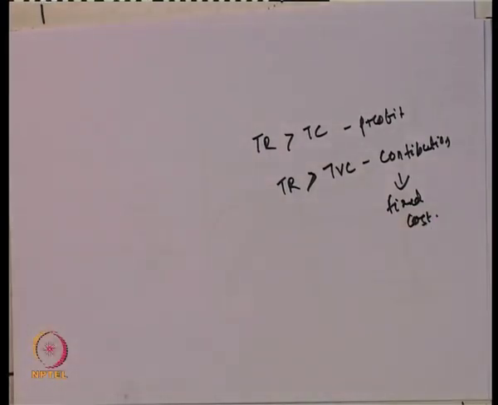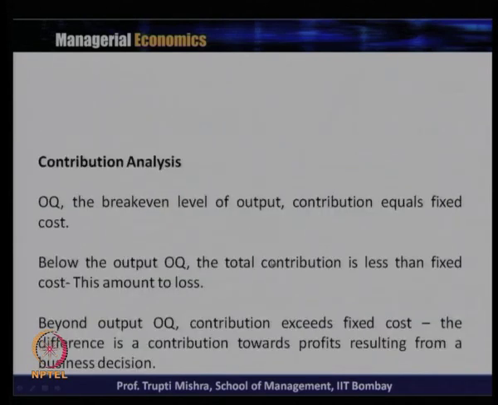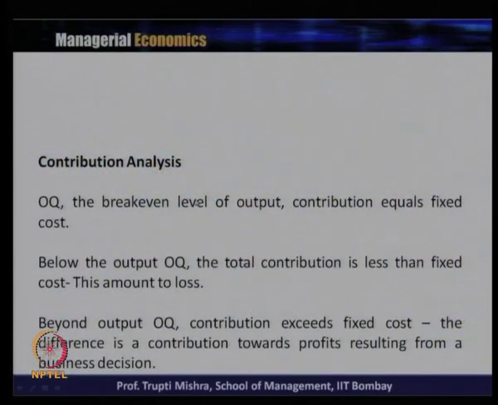So breakeven level, if you look at the graph, corresponds to the point Q where total revenue is equal to the total cost. The difference between the total revenue and the variable cost VC gives us the contribution, and the difference between the total revenue and total cost gives us the profit. So if you look at this graph previously, OQ is the break-even level of output and the contribution equals the fixed cost.